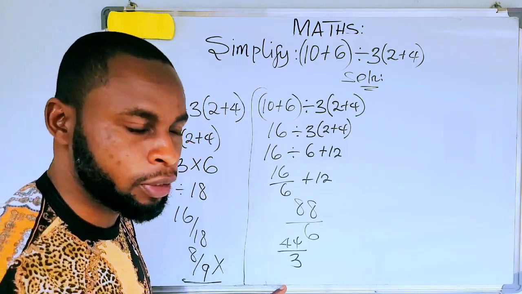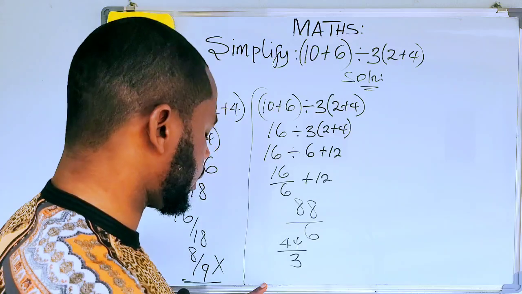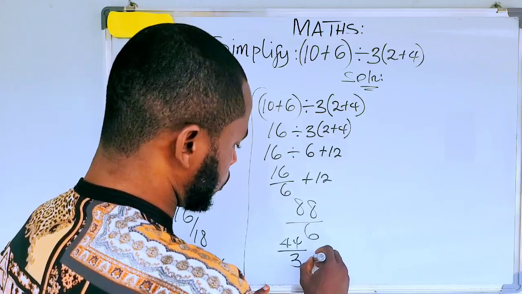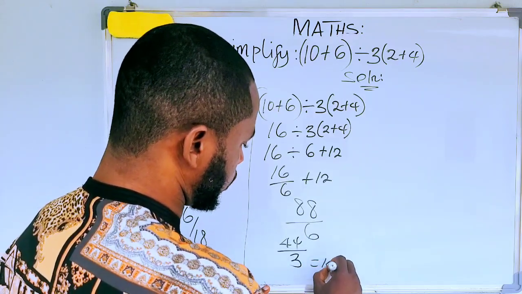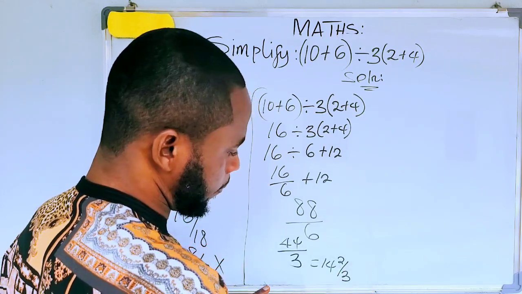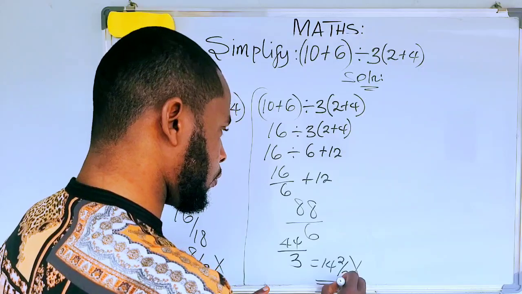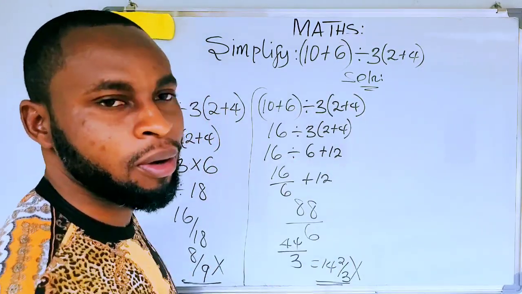Now if we simplify this further, you're going to have 44 divided by 3. That will give us 14 and 2 over 3. But this answer is still wrong. This is still a wrong approach.